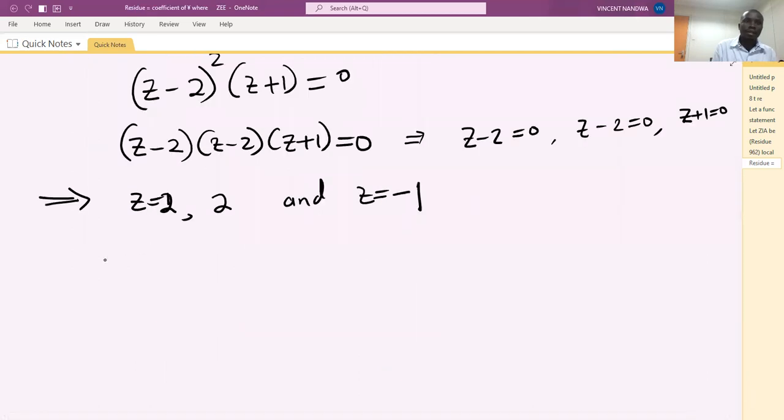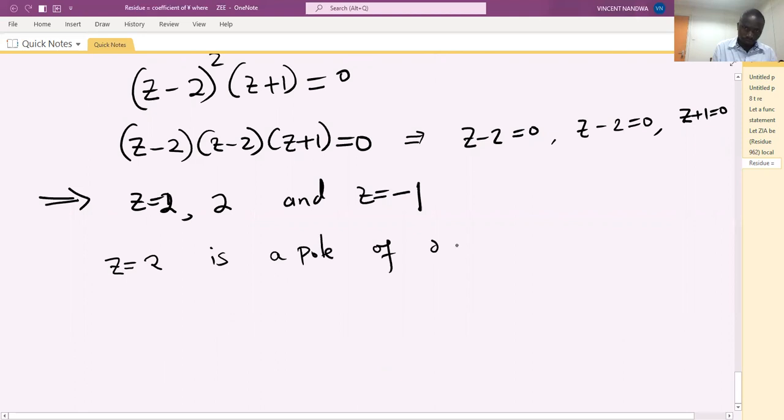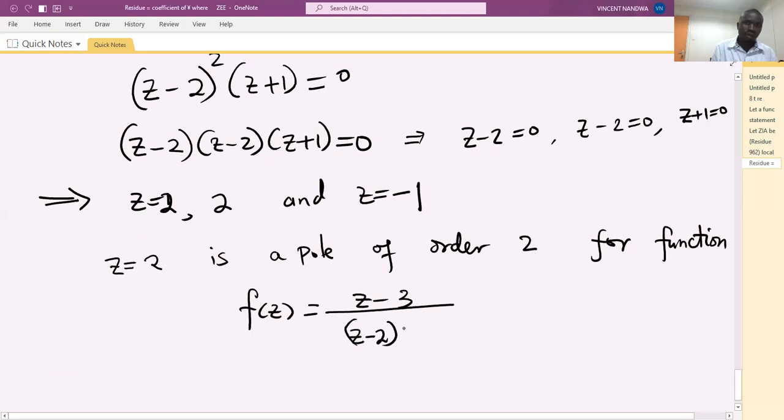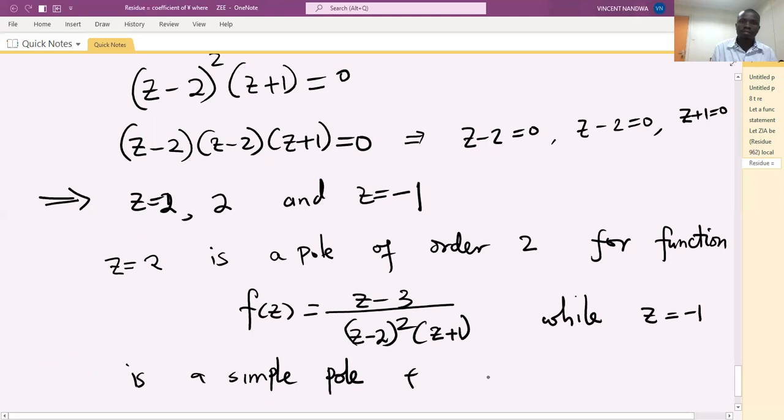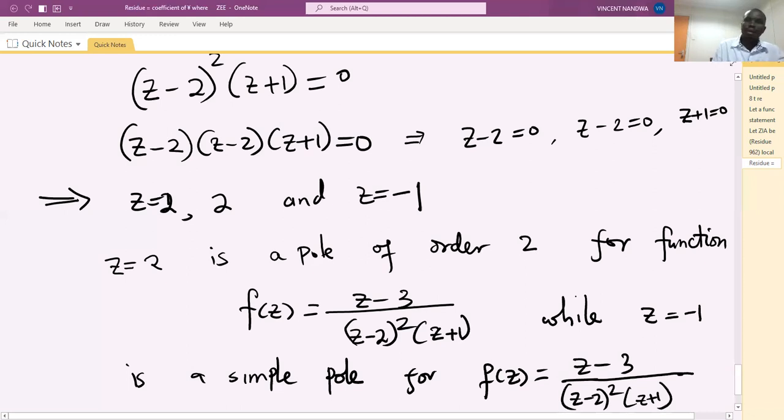So we say z equals 2 is a pole of order 2 for the function f of z given by z minus 3 over (z minus 2) squared (z plus 1), while z equals negative 1 is a simple pole. Remember, when you say simple pole, we mean pole of order 1. So that's what we have for that particular problem.